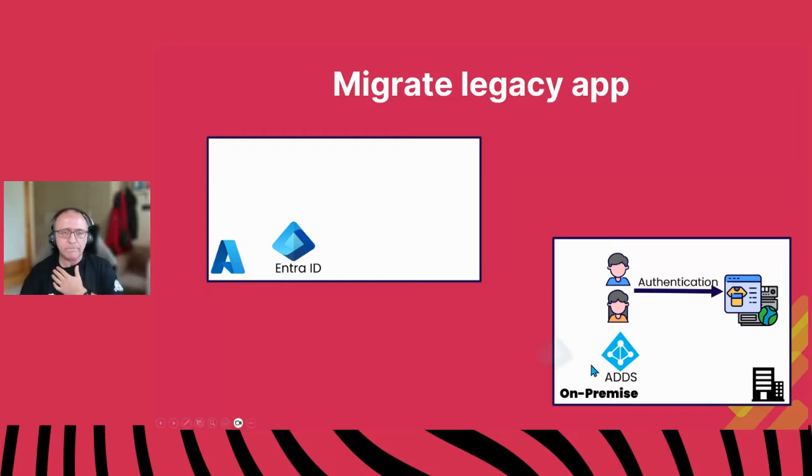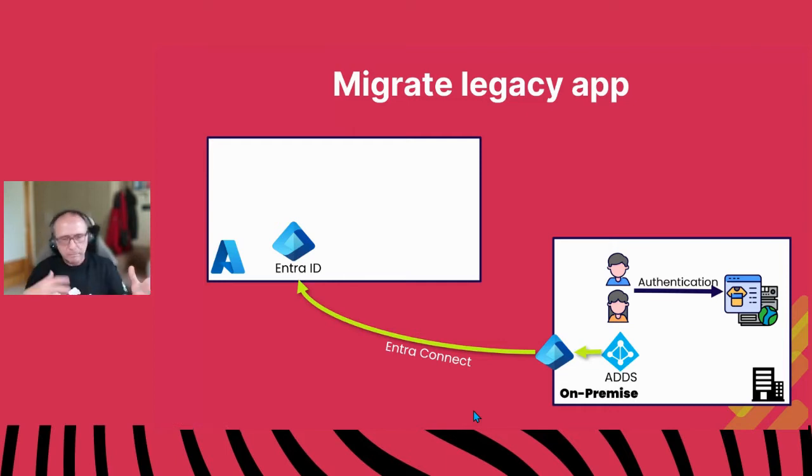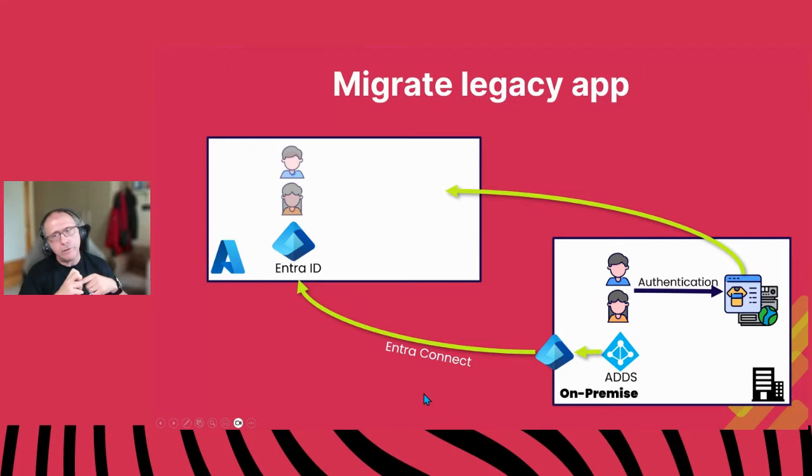How can I do it? First of all, I can synchronize the users in Entra ID. There is an Entra ID connector. You can synchronize part of your users in Entra ID, so they become users in both worlds. Then you can move your app service. Imagine it is a Java, Spring application.